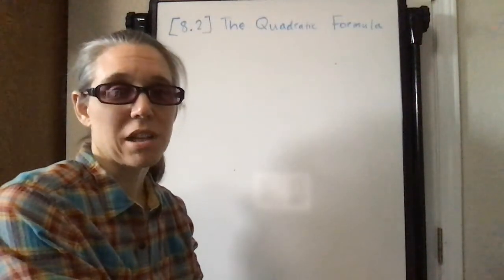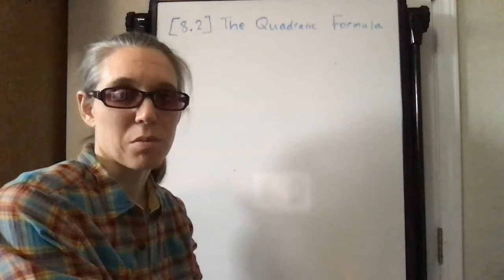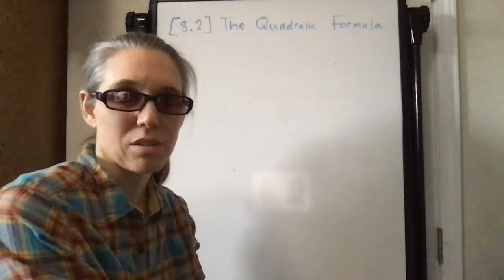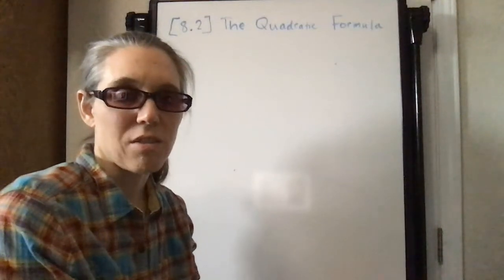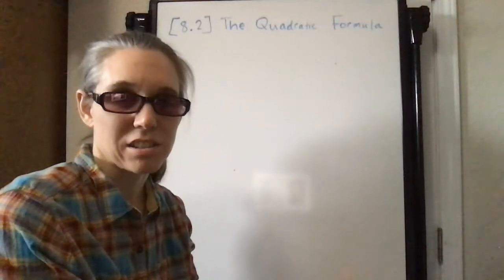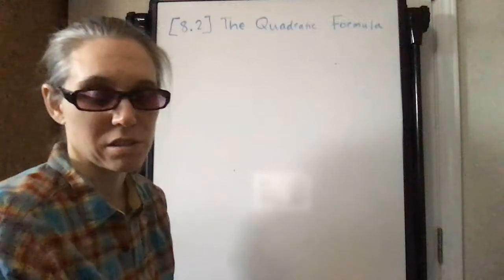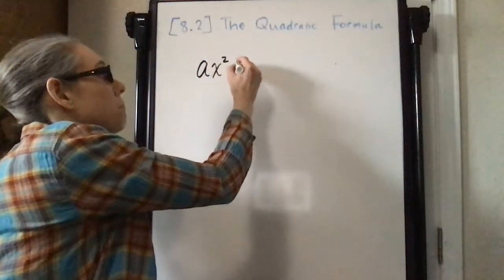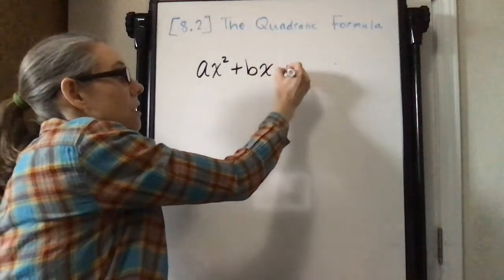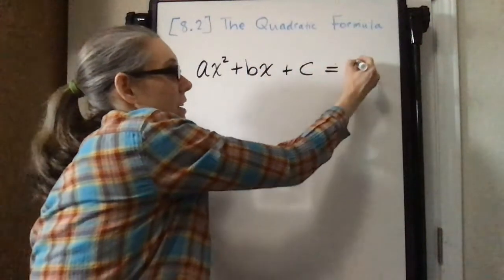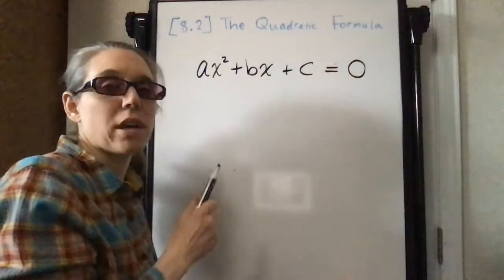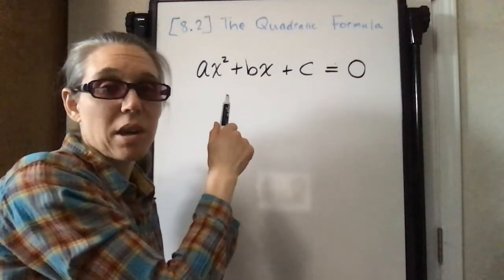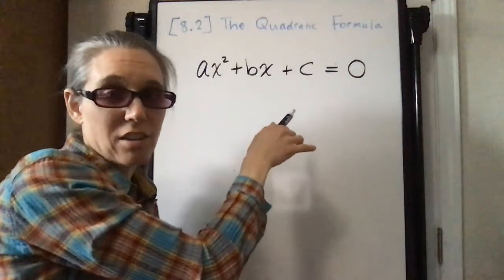The quadratic formula is a formula that is derived from the completing the square method. Basically, the idea is that completing the square can be done using variables and constants that are arbitrary choices. For instance, if you have the equation ax squared plus bx plus c is equal to 0, this equation can be solved using completing the square, even though we don't know what a, b, and c are.